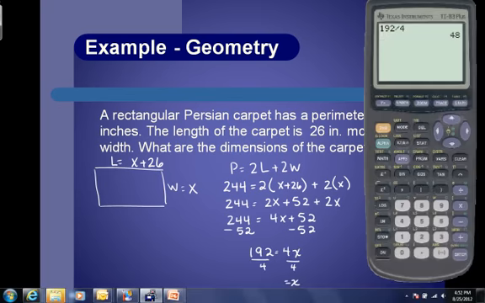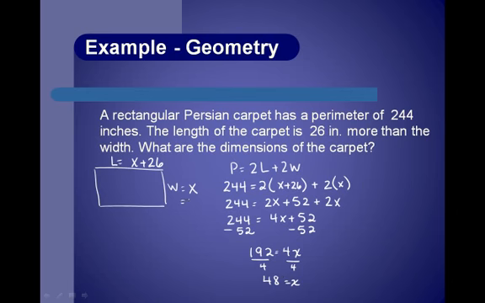Using our calculator, 192 divided by 4 is 48. So x is equal to 48. That means that the width of our rug is 48. The length is whatever the width was plus 26. So 48 plus 26 would give us 74. So the width is 48. The length is 74. How would you check it?